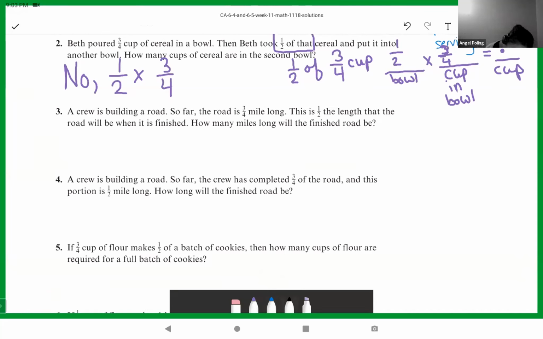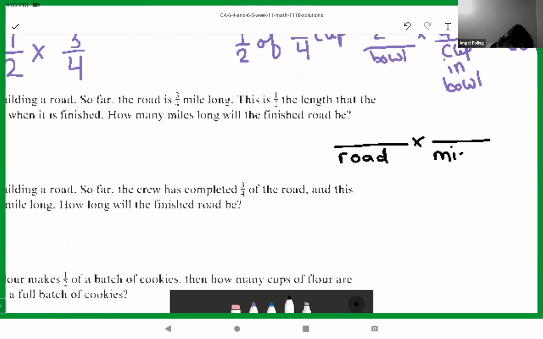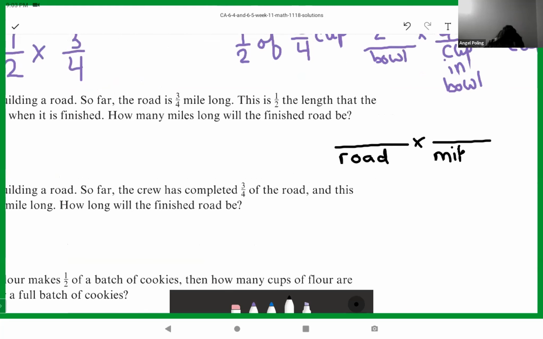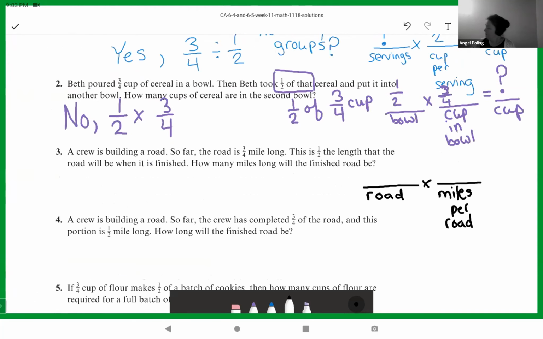Okay, so here we have quantity of road times miles per road, which equals an amount of miles.